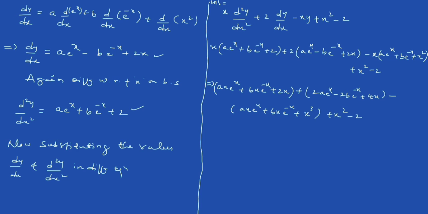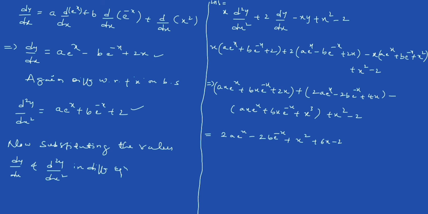So after simplifying this, what we get: 2a e to the power of x minus 2b e to the power of minus x plus x square plus 6x minus 2. So see the terms here.